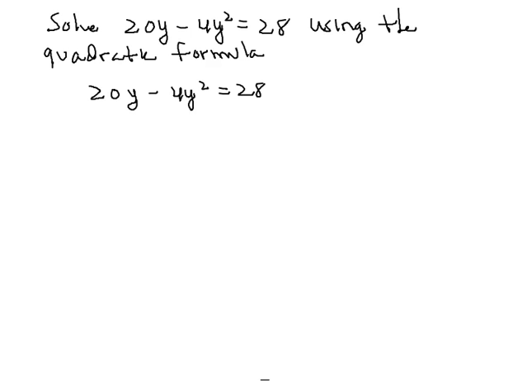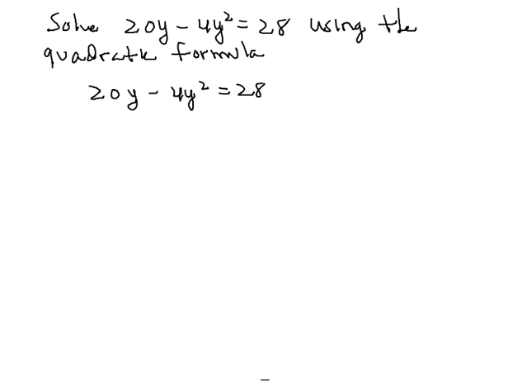Now for our next example, where we're going to use the quadratic formula, we have the equation 20y minus 4y squared is equal to 28. Now you remember in the last example that we did together, I stressed that it's important that the equation be in standard form before we identify the values for a, b, and c. So that will be our first task here.